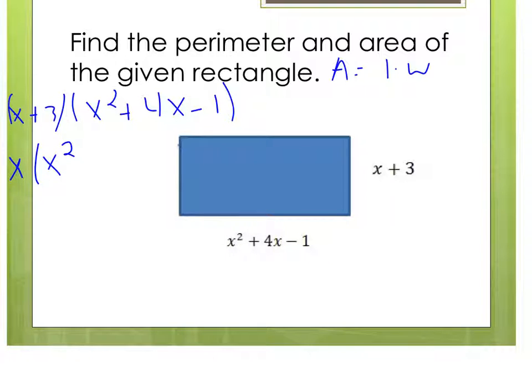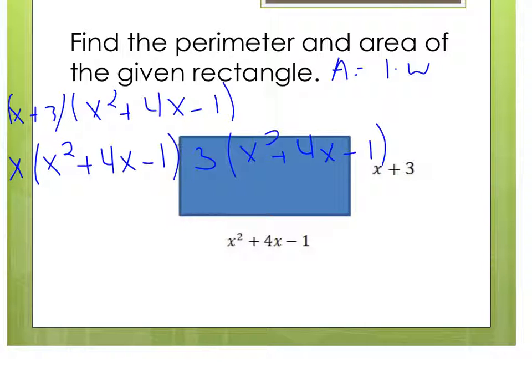x times the quantity of x squared plus 4x minus 1. And then it's going to be 3 times the quantity of x squared plus 4x minus 1. Now that I have that all set up, I'm going to go ahead and distribute the x through the first trinomial, and then I'll distribute the 3 times the trinomial, and then I'll combine all like terms using addition and subtraction.